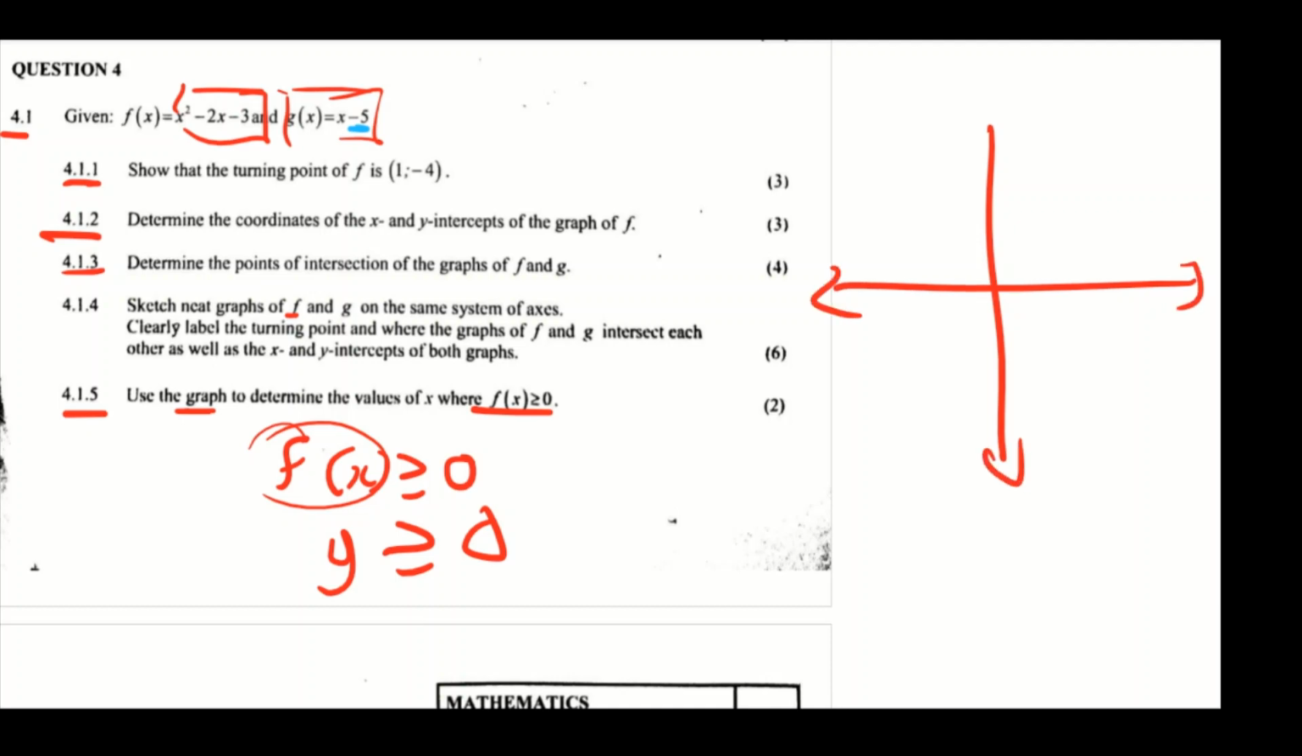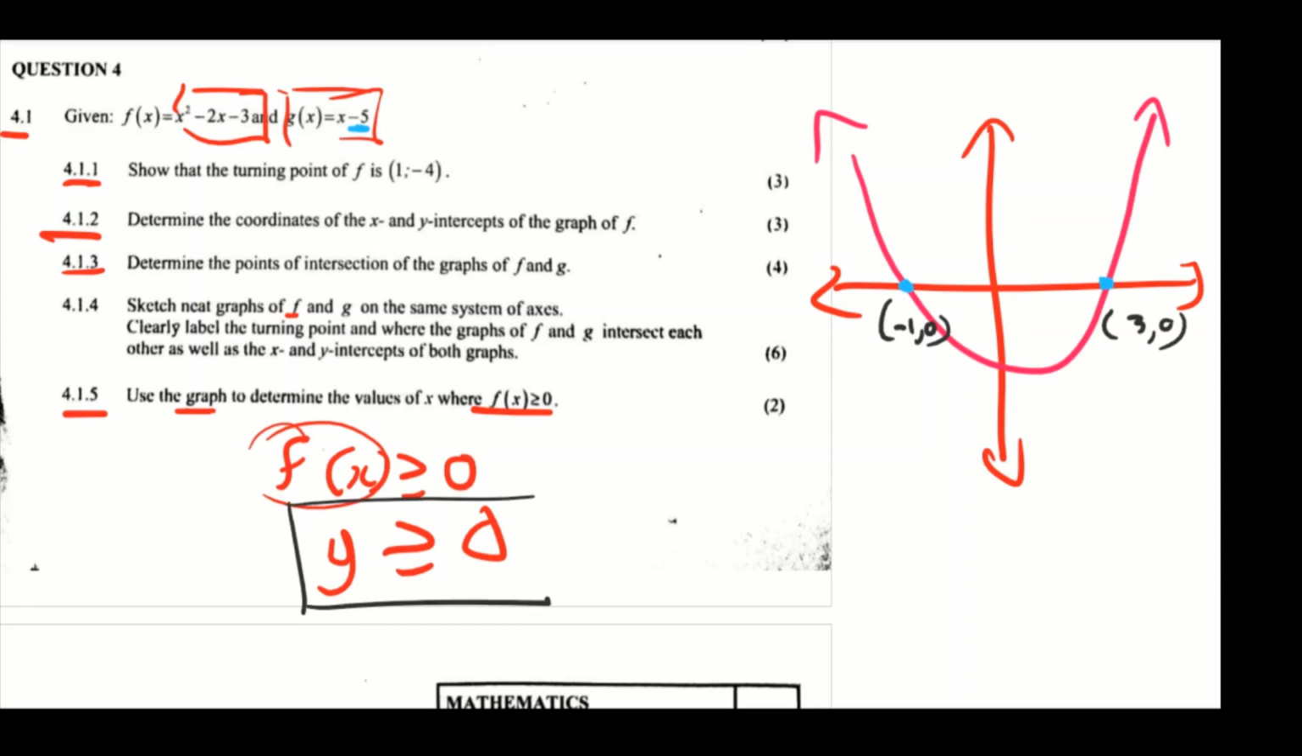I'm just gonna draw it again, but not to scale or whatnot. It's just a sketch, right? And what's mostly important here is just to indicate the points of the x-intercepts. So what we have here, it's minus 1 and 0, and here we have 3 and 0, right? So they are saying, what are the values of x? What are the values of x when y is greater or equal to 0?